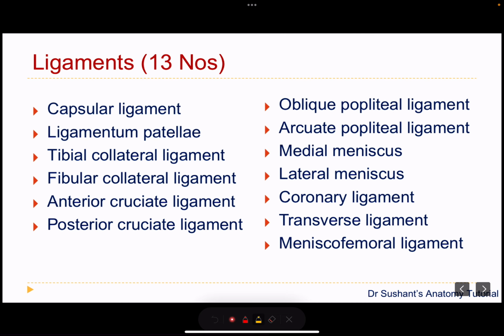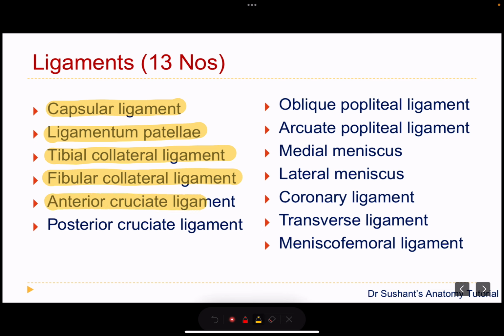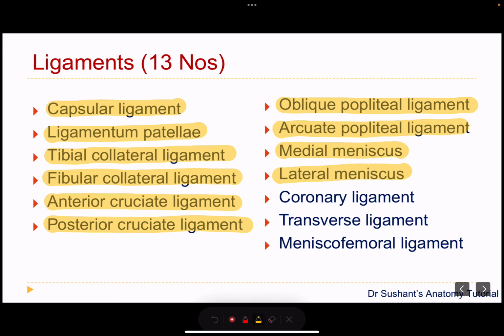Now, there are 13 ligaments in the knee joint. What are they? The capsular ligament, the ligamentum patellae, tibial collateral ligament, fibular collateral ligament, anterior cruciate ligament, posterior cruciate ligament, oblique popliteal ligament, arcuate popliteal ligament, medial meniscus, lateral meniscus, coronary ligament, transverse ligament, meniscofemoral ligament.